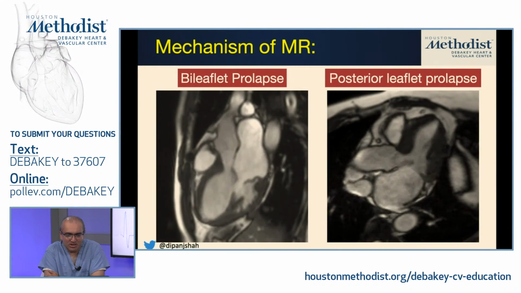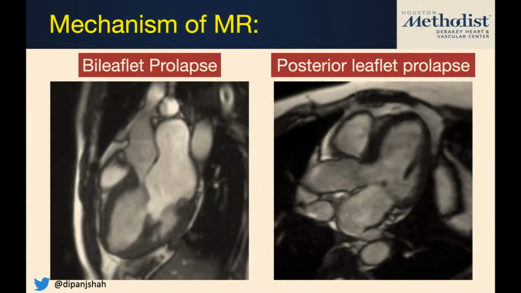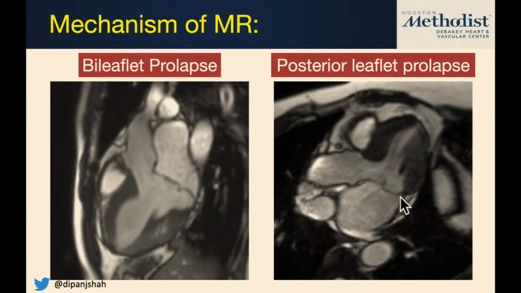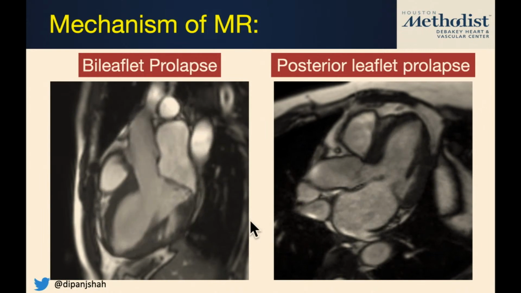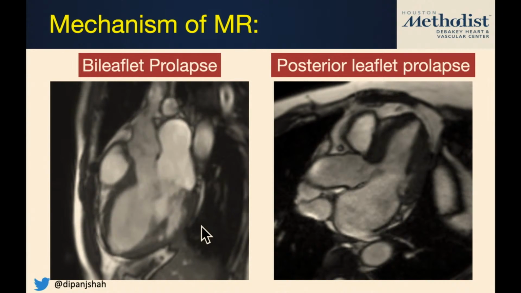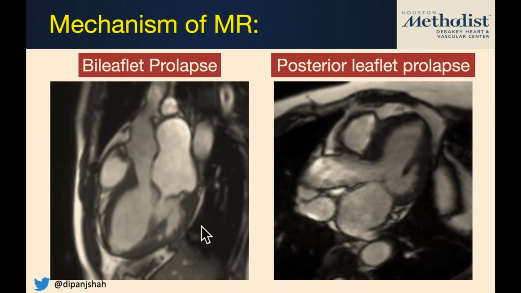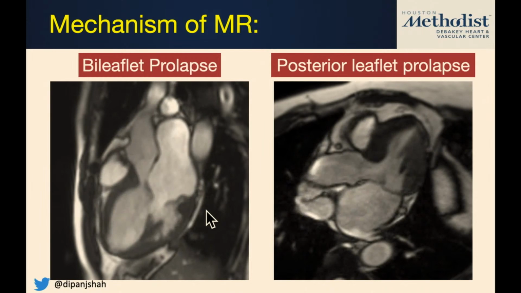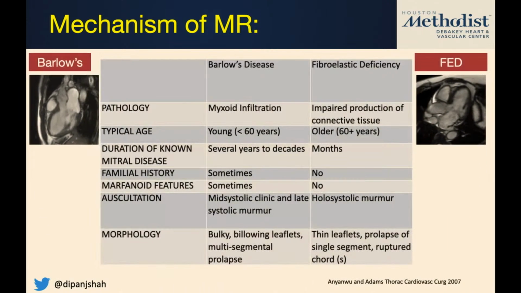Now, here's examples of patients with mitral valve prolapse. You can see on the right-hand side is a patient who has predominantly a posterior leaflet prolapse. On the left-hand side is a patient who has really a bileaflet, large billowing mitral leaflets, and this is really consistent with a Barlow's type picture. We know that certainly there's a spectrum here, but that there are some differences between patients with Barlow's disease versus fibroelastic deficiency, which tends to lead to more of a single leaflet prolapse type picture.